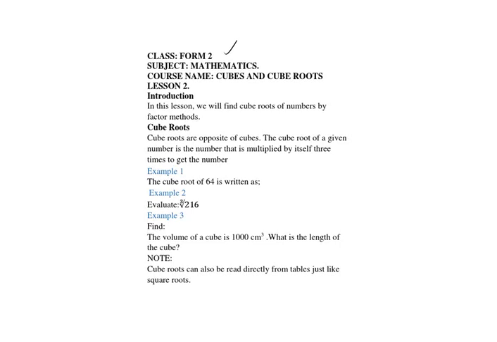Cube roots are the opposite of cubes. This means that the cube root of a given number is the number that is multiplied by itself 3 times to get the number. So if we are given to find the cube root of 64, which we can write using this sign for cube root, then we have to express 64 in factor form.